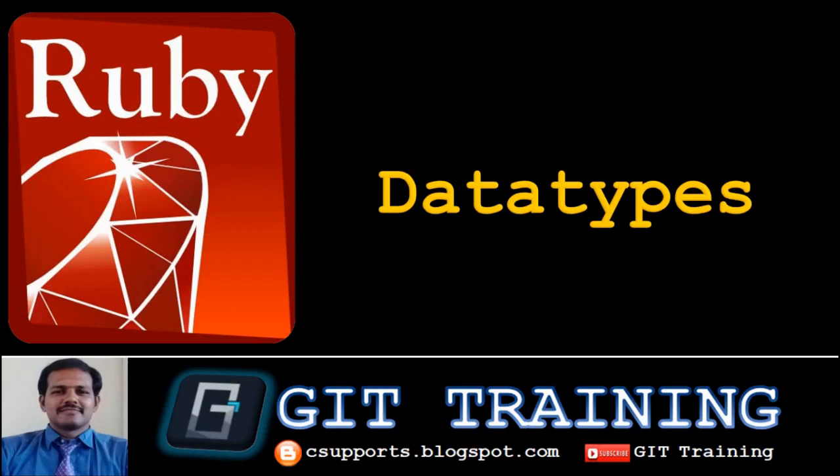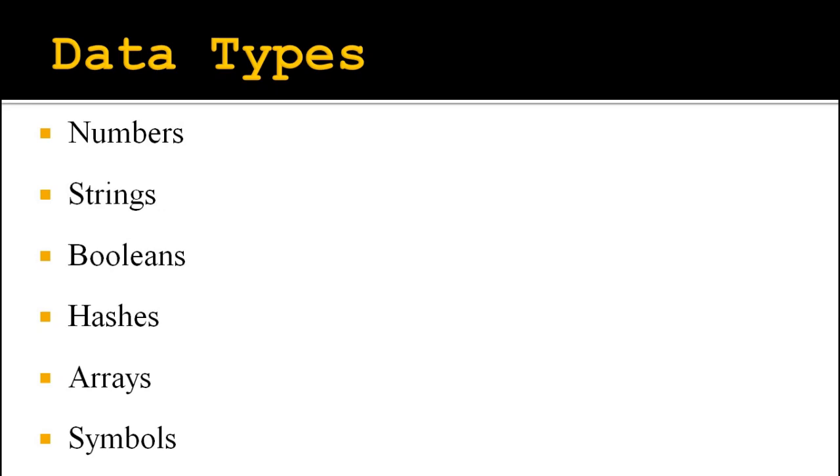Hi everyone, in this video we learn about the various data types that are supported by Ruby. Here are the data types supported by Ruby: numbers, strings, boolean, hash, arrays and symbols. So, coming to the first data type, that is numbers.